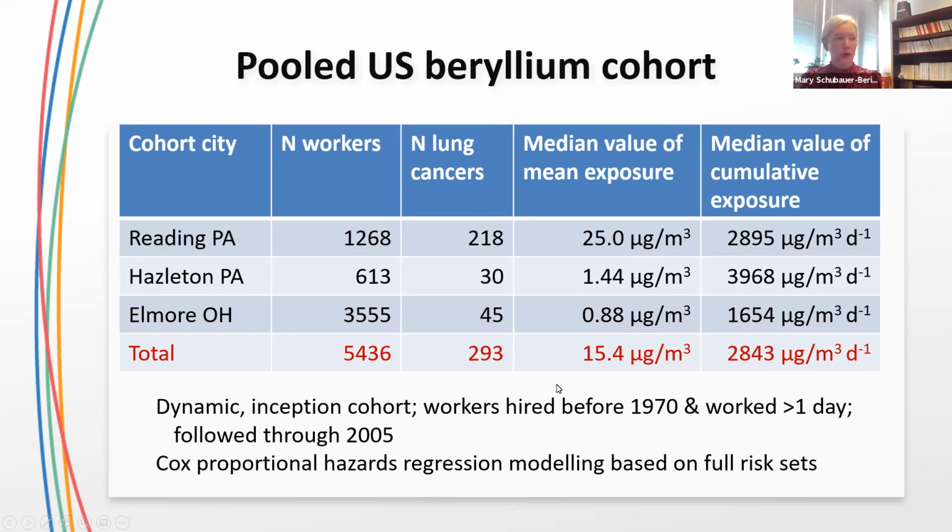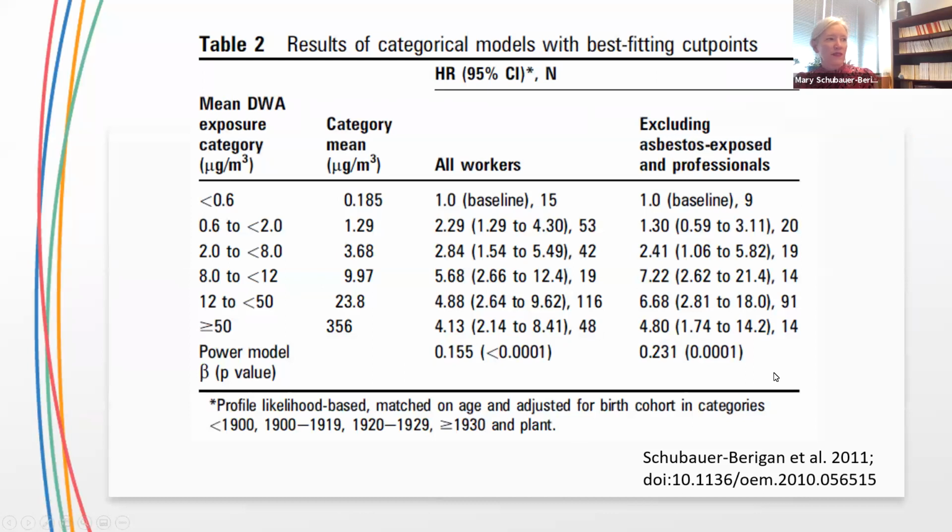This was a dynamic cohort and also an inception cohort. So it included workers hired before 1970 who worked at least 1 day, and they were followed through 2005. We used Cox proportional hazards regression modeling based on full risk sets, just like I showed you in that visual example. So the basic findings, if we stratify the cohort by the average exposure category, and DWA is a unit, like a time-weighted average. It's a daily weighted average exposure.